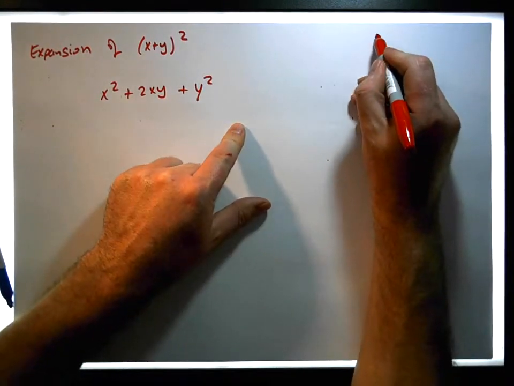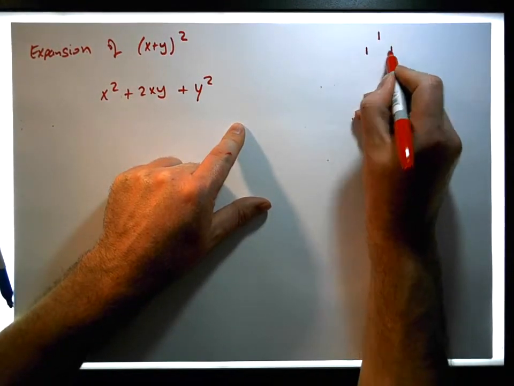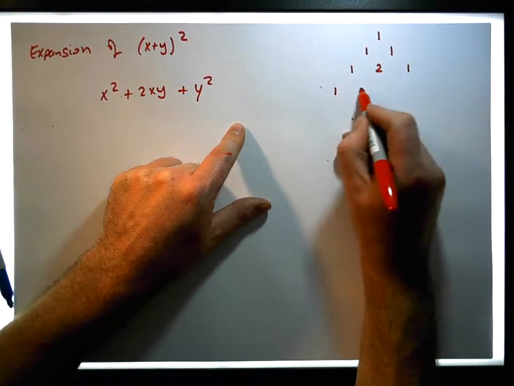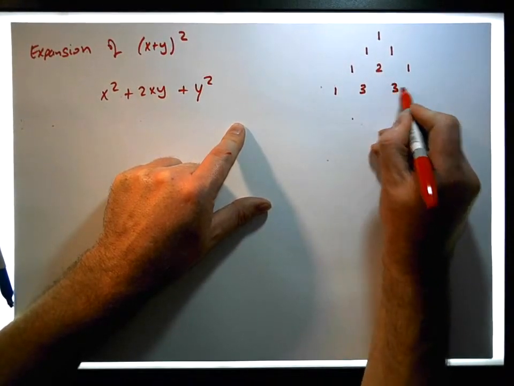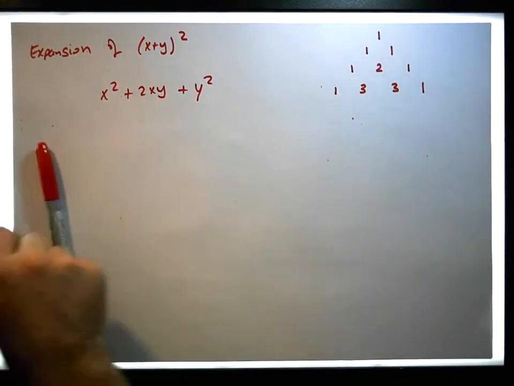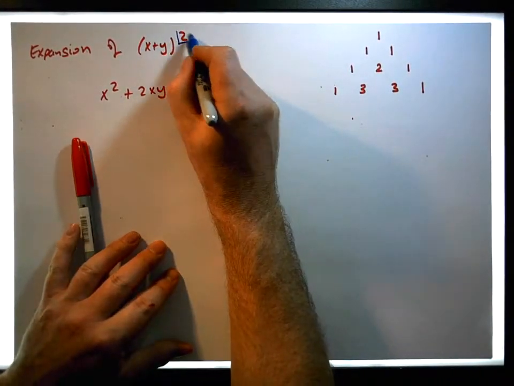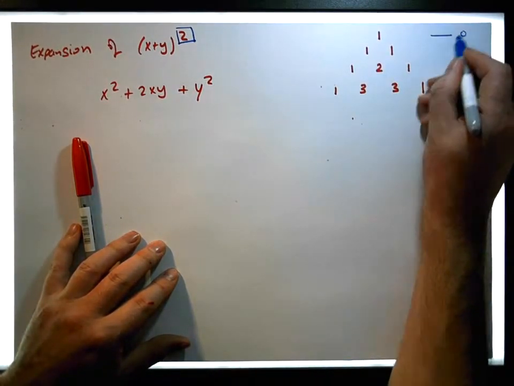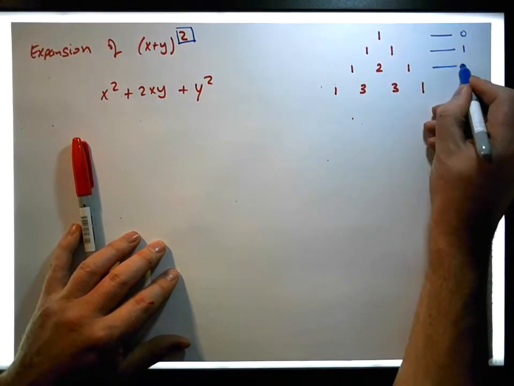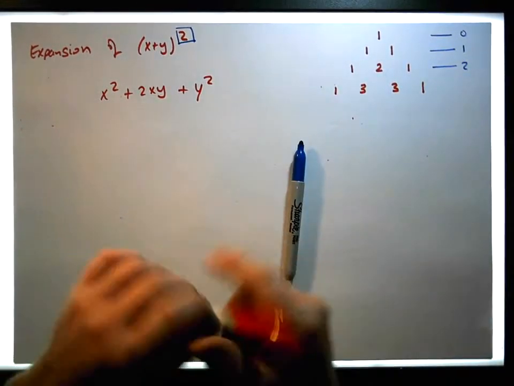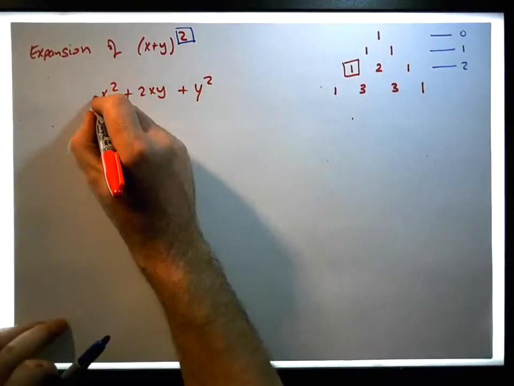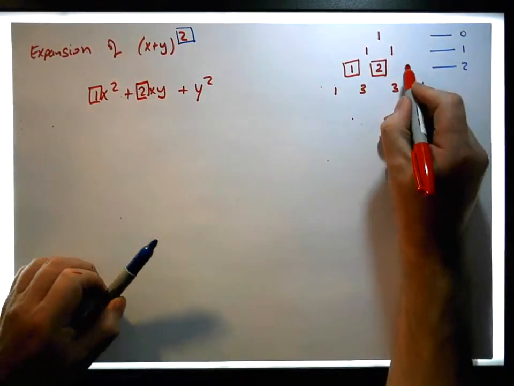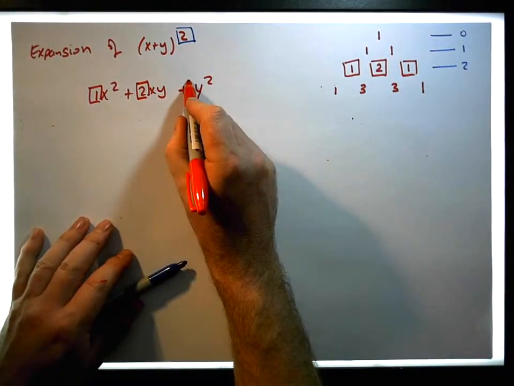Let's go back to Pascal's triangle. 1, 1, 1, 1, 2, 1, 1, 3, 3, 1. This is of power 2. So what we're going down to is row 2. Well, that's row 0, this is row 1, and this is row 2. And you can see that these coefficients here, the 1 is the one that's here, the 2 is the 2 that's here, and the 1 is there's a 1 here.